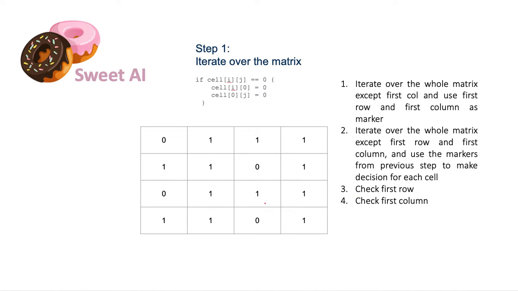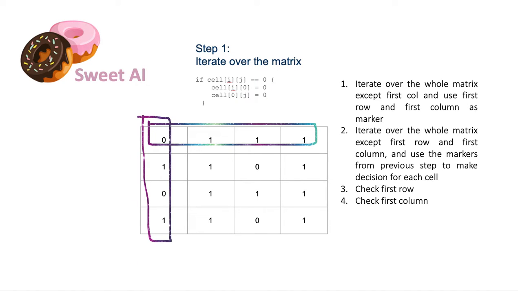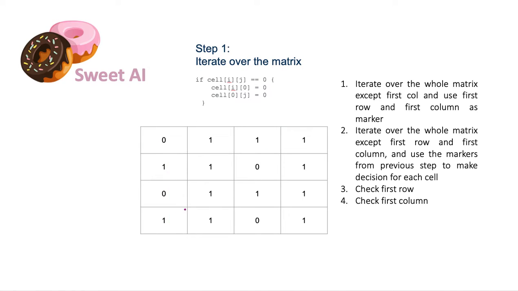Okay, in this example, I will show you we are going to do this in 4 steps. In the first step, we are going to consider the first row and the first column as our marker. So instead of having extra space, we are going to use this row and this column as our marker to see which indices need to be equal to 0. And to do that, we are going to iterate over the matrix.